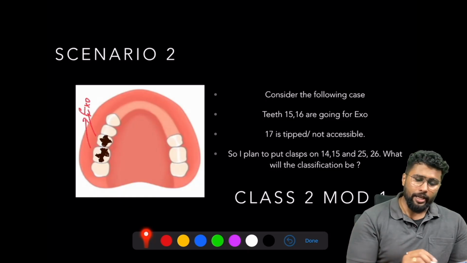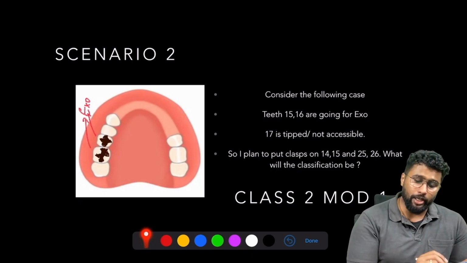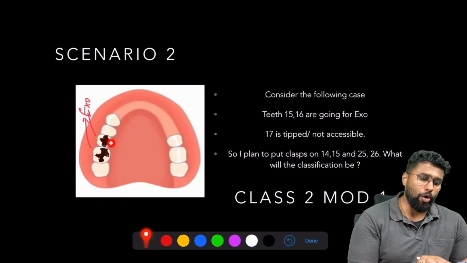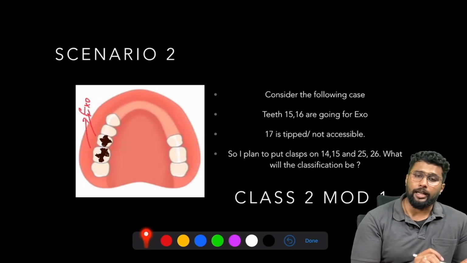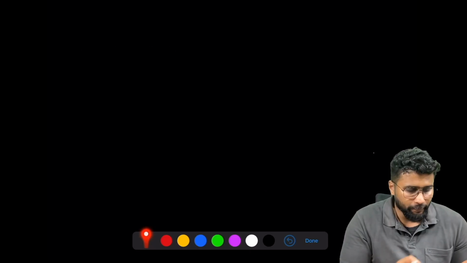Whereas in this case, if you have 15, 16 going for extraction, 17 is not accessible or it is tipped, right? And I decide to put clasps on 14, 15, 25, and 26. What classification would this be? So I have these 3 teeth that are not going to be used, right? I have a span here, and after extraction, I'm going to replace these. So that would make it a unilateral edentulous area, which is basically a class 2, and I have one large modification space here. So that basically makes it a class 2 and a mod 1. All right.